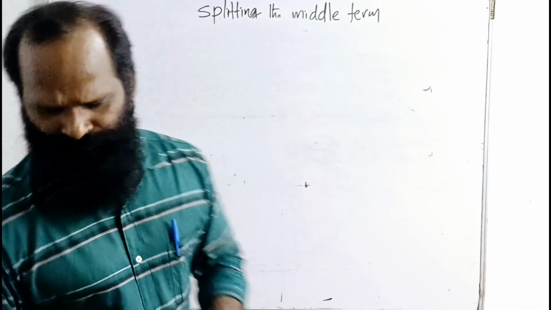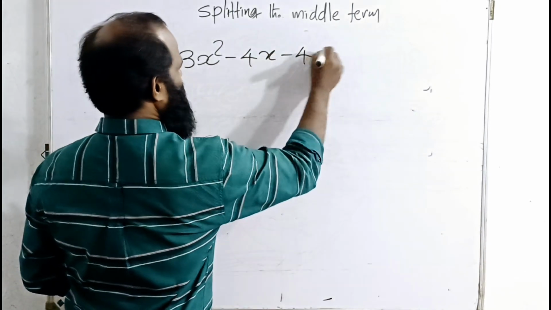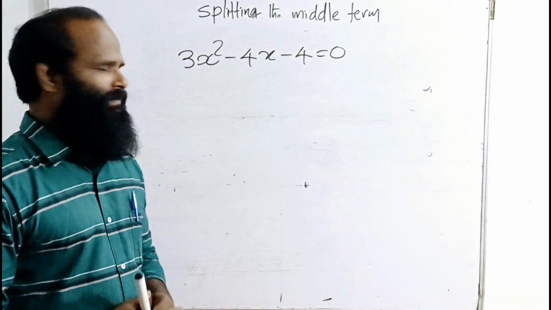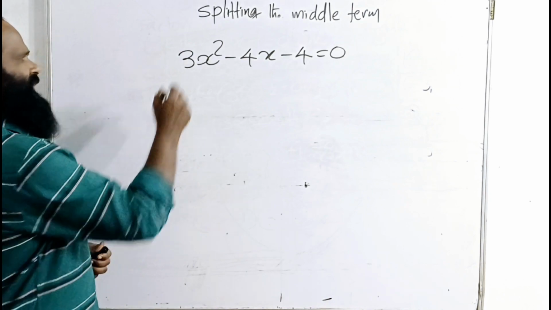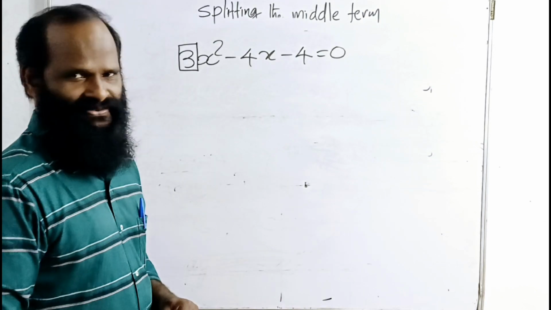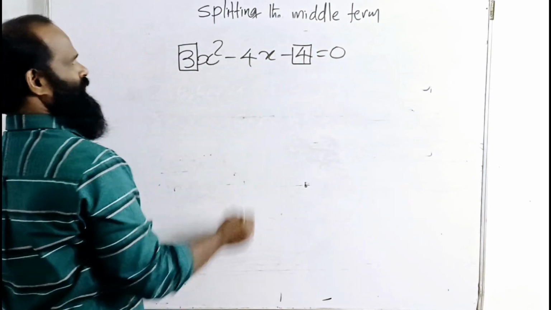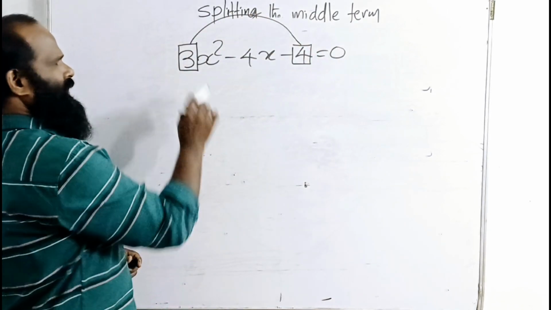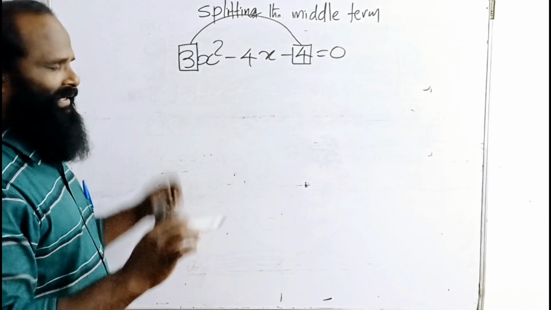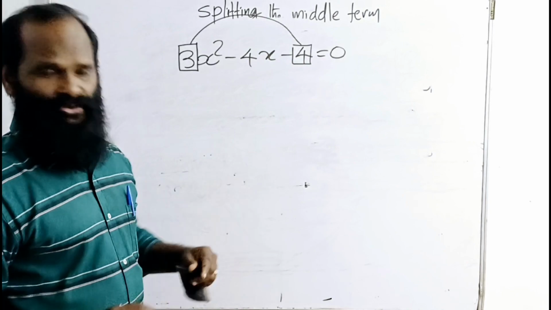Here is another question. 3x square minus 4x minus 4 is equal to 0. Let's start, no time to waste. Step number 1, identification of the coefficient of x square. It is a number greater than one. So what should we do? Multiply that with the constant. Let's multiply. Here when we multiply, we take only the numerical value. Do not consider x square. Leave it aside. Multiplied: 3 into 4, 12.